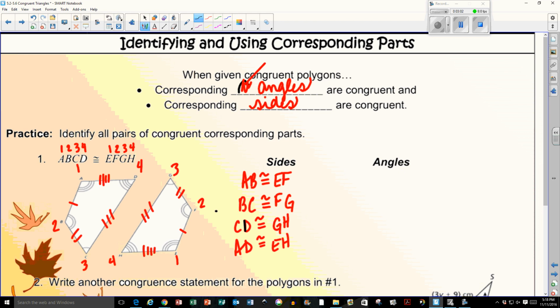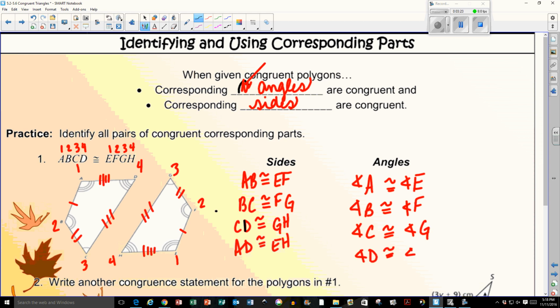And when you're matching up your angles, 1 goes with 1, 2 goes with 2, and so on. So angle A goes with angle E. Angle B goes with angle F. Angle C goes with angle G. And angle D goes with angle H. If you notice, the first one goes with the first one, the last one goes with the last one, and so on.